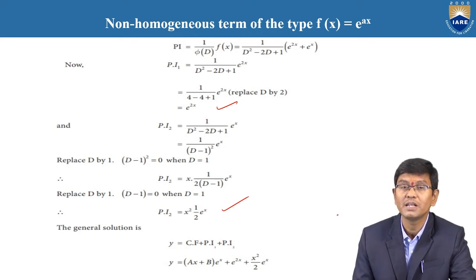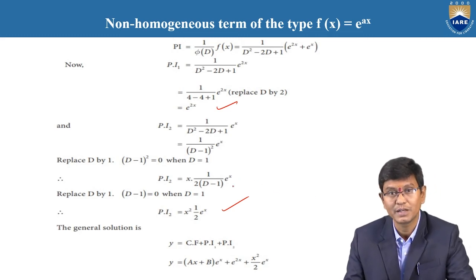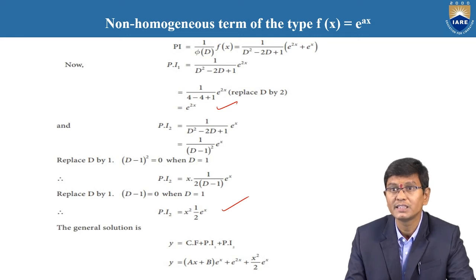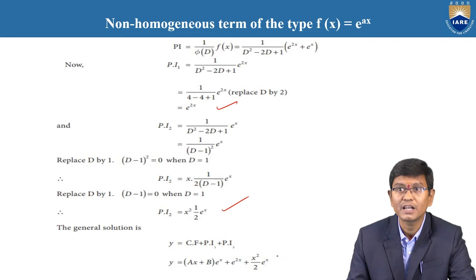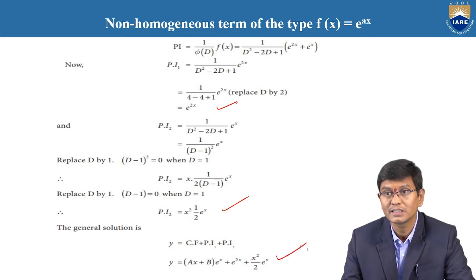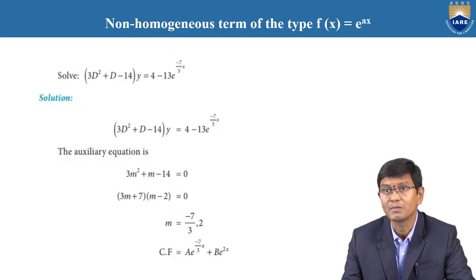Therefore, the 2 times we need the derivative multiplication with x square. Therefore, the solution is also x square into e power x by 2. Therefore, the general solution here is (ax + b) into e power x, with the help of the particular integration, e power 2x plus x square by 2 into e power x.